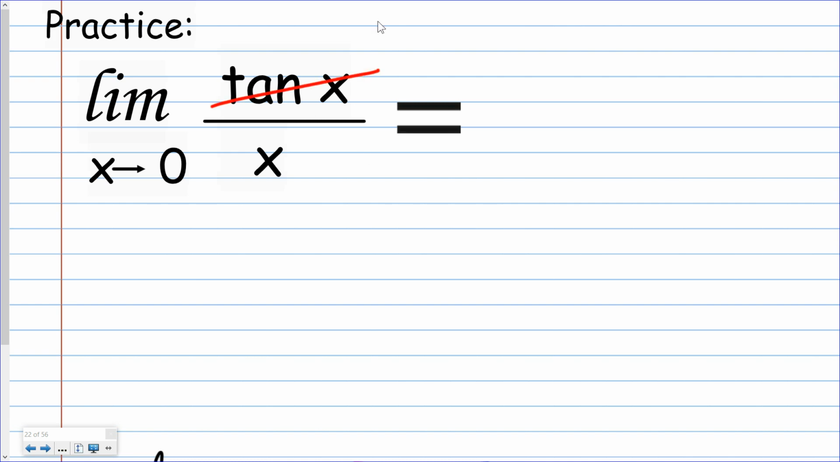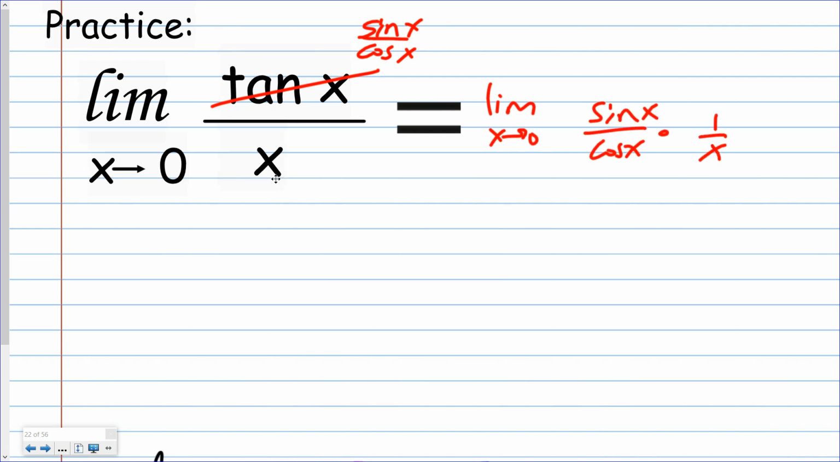I'm going to have to say, you know what? I know that tangent x is sine x over cosine x. And if I know that, I can rewrite this problem as sine x over cosine x times 1 over x. Dividing fractions is easy as pie: flip the second and multiply. Do you agree with that? If that's true, I can identify something that actually makes me very happy in here.